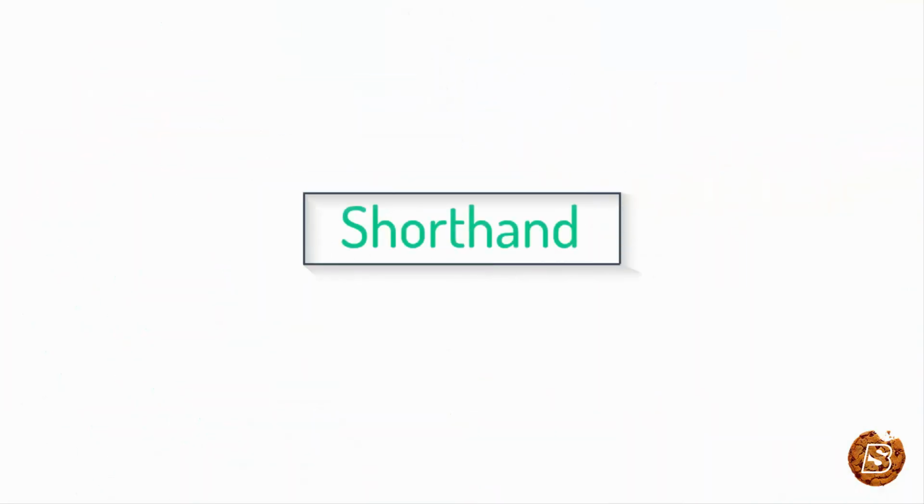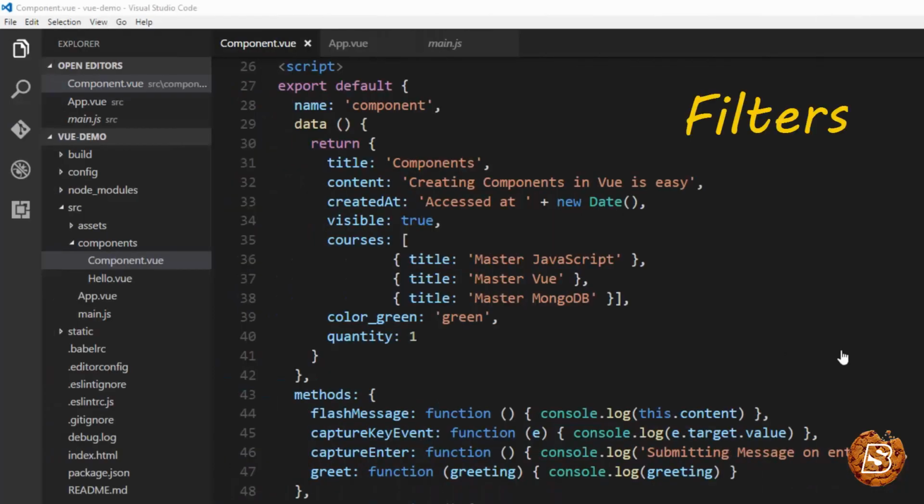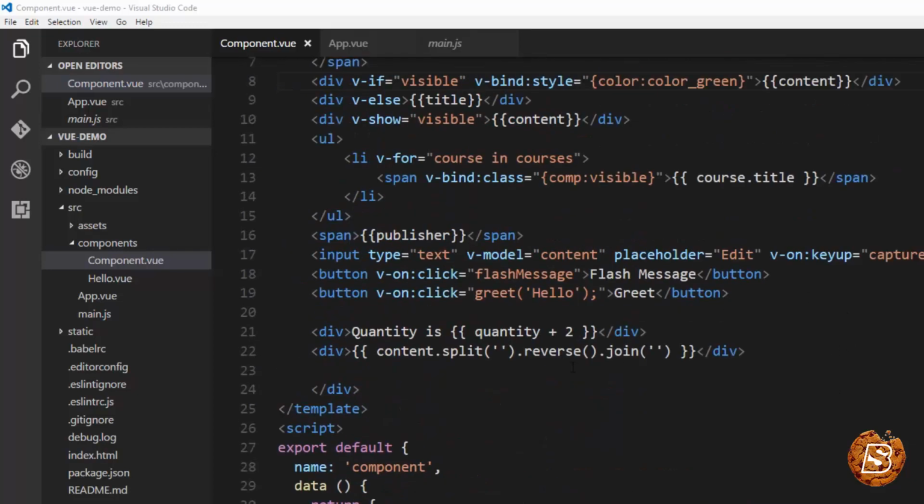In this lecture, we'll be covering filters, shorthands, and modifiers. Filters in Vue can be used to apply common text formatting, and they can be used with mustache interpolations. When I say mustache interpolations, that simply means whenever we write something in double curly braces.